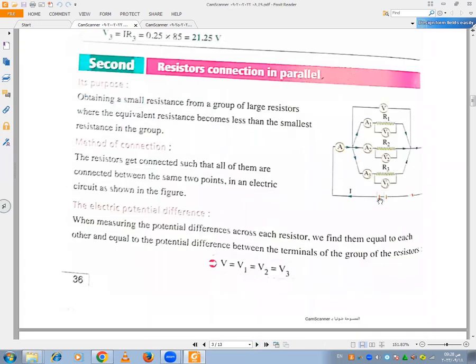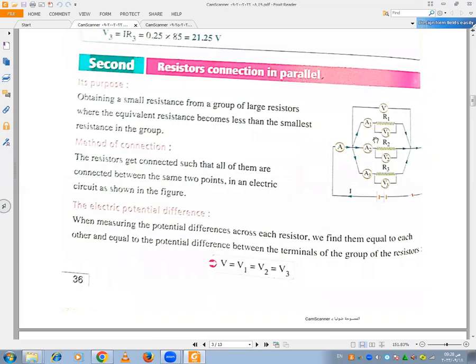Like in the opposite figure, the voltage of the battery is the same. V1 equals V2 equals V3. It has the same potential difference as the battery. If the battery gives 4 volt, for example, V1 equals 4 volt, V2 equals 4 volt, V3 equals 4 volt.